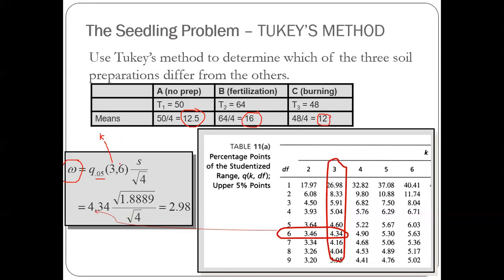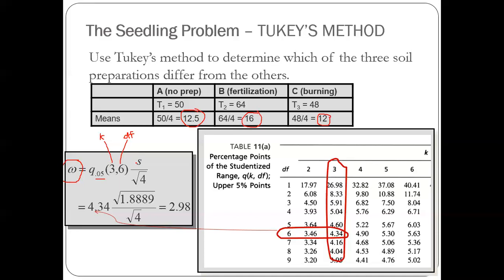Okay, and this is referred to as the degree of freedom of error. So the K is referred to the treatment. The treatment is 3. That is A, B, C. The treatment is 3. That is no preparation, fertilization, and burning. And the degree of freedom for error is 6.